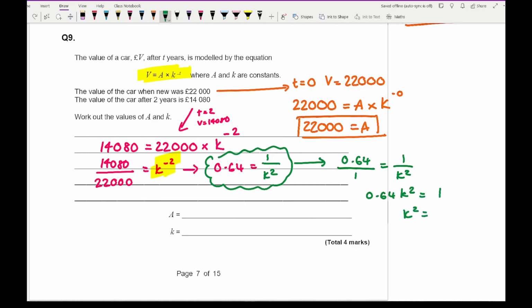So K squared equals 1 over 0.64, and if we square root that, the square root of 1 over 0.64, we get an answer of 5 over 4, which is 1.25. So A equals 22,000 and K equals 1.25.